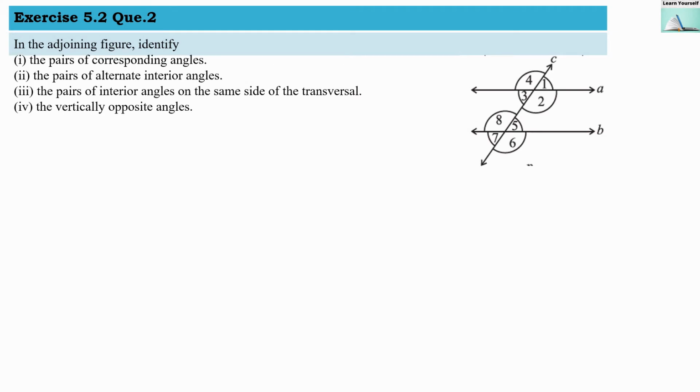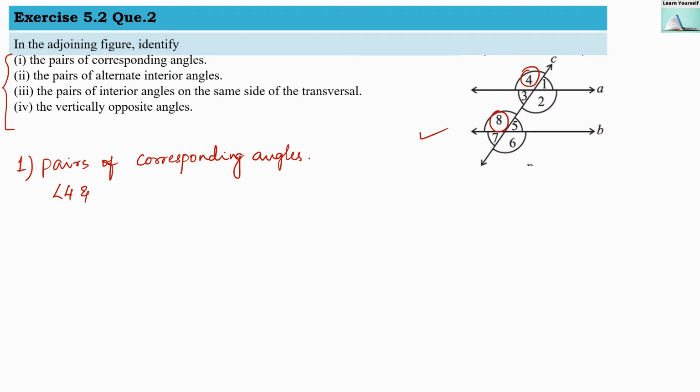Exercise 5.2, question number 2. In the adjoining figure, we have to identify these 4 types of angles from the given figure. Let us take the first one, the pair of corresponding angles. Our first pair will be angle 4 and angle 8.